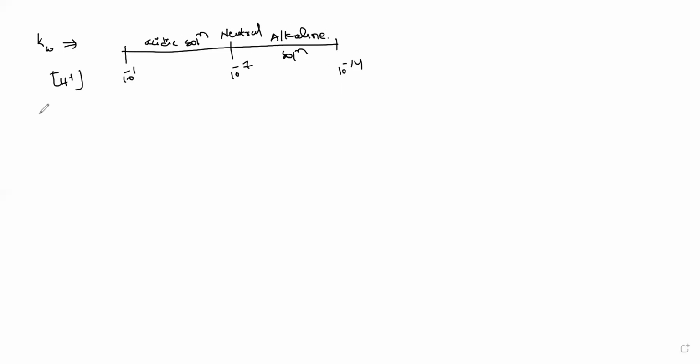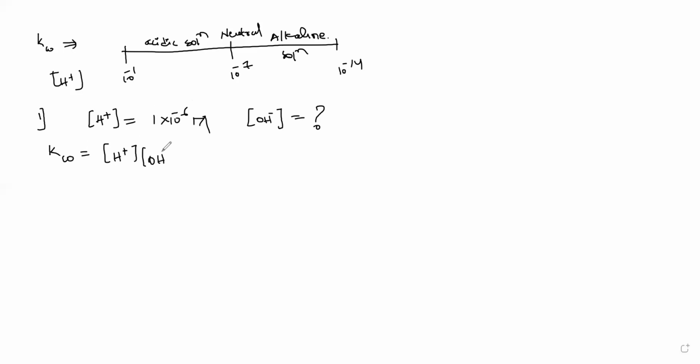Based on this we can write one question. Suppose for a given solution, the concentration of H plus is 1 into 10 to the power of minus 6 moles per liter. What is the concentration of OH minus? That is the question. We already know that KW is equal to the concentration of H plus into OH minus, which is equal to 1 into 10 to the power of minus 14. So this value is given, and we want to calculate this value.